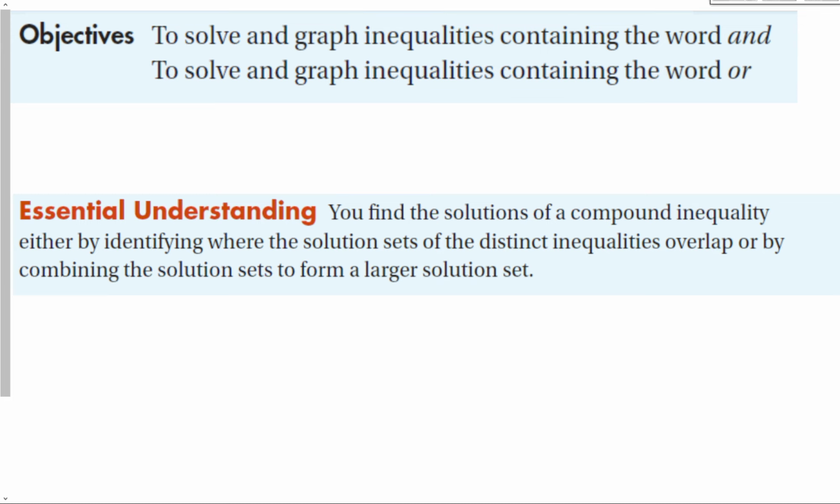And our essential understanding is that you find the solutions of a compound inequality either by identifying where the solution sets of the distinct inequalities overlap, or by combining the solution sets to form a larger solution set. And the way that we're going to tell which one is which is by the type of word that is in the problem, and or or.